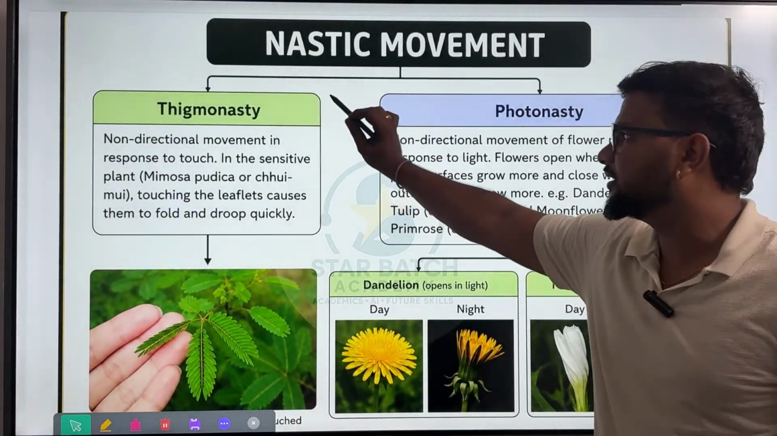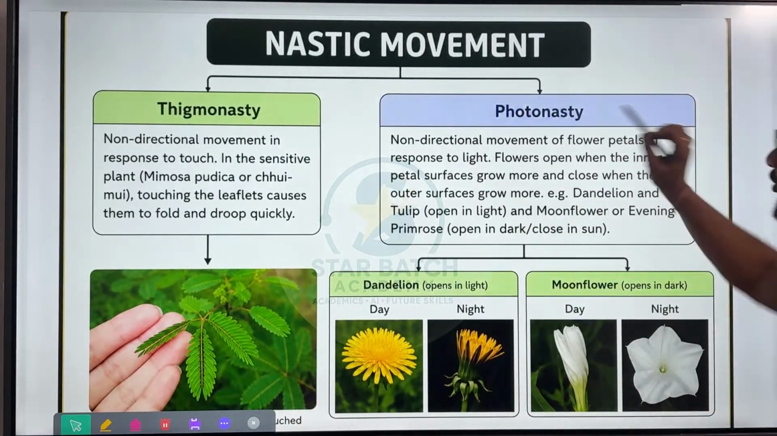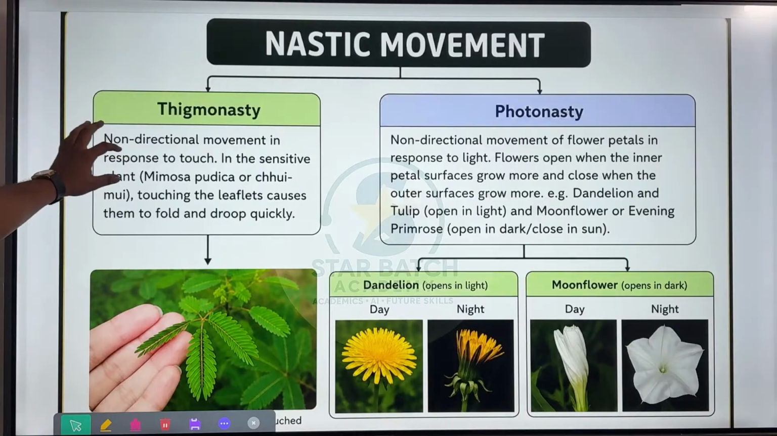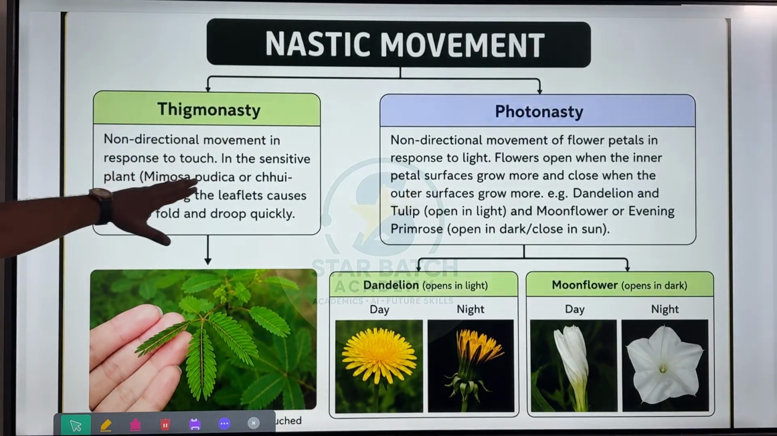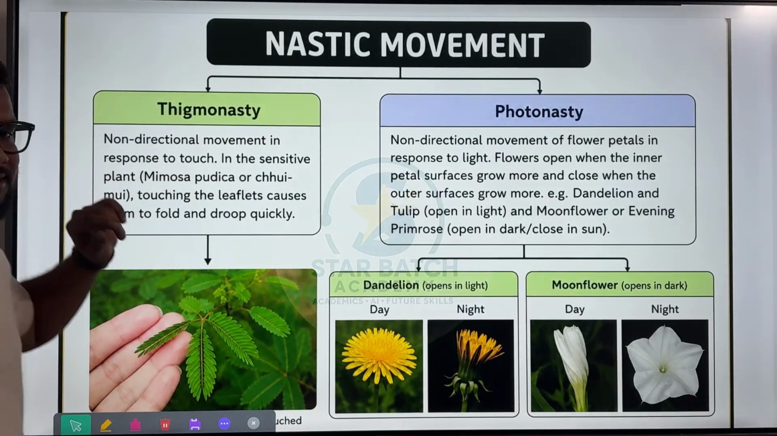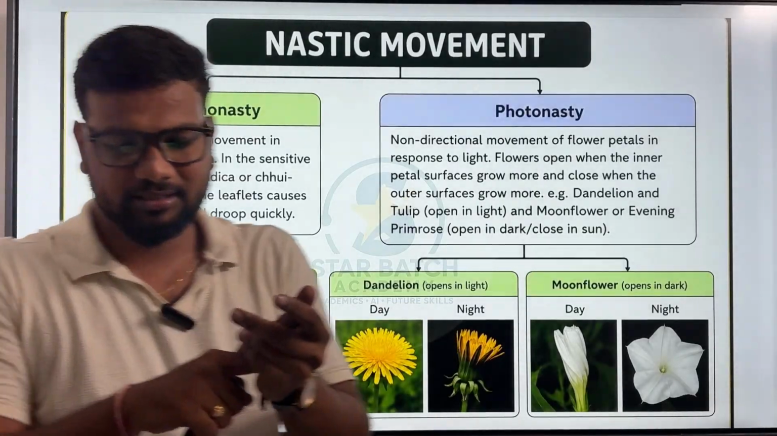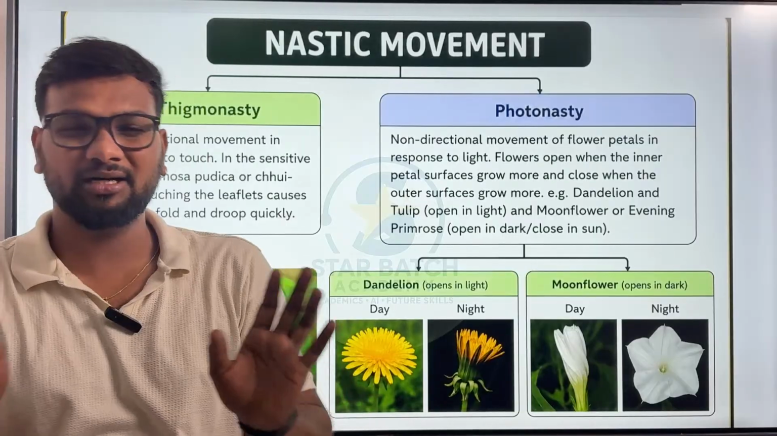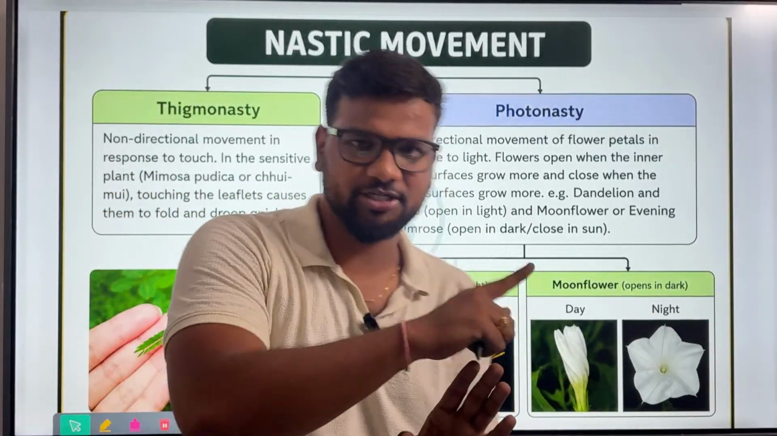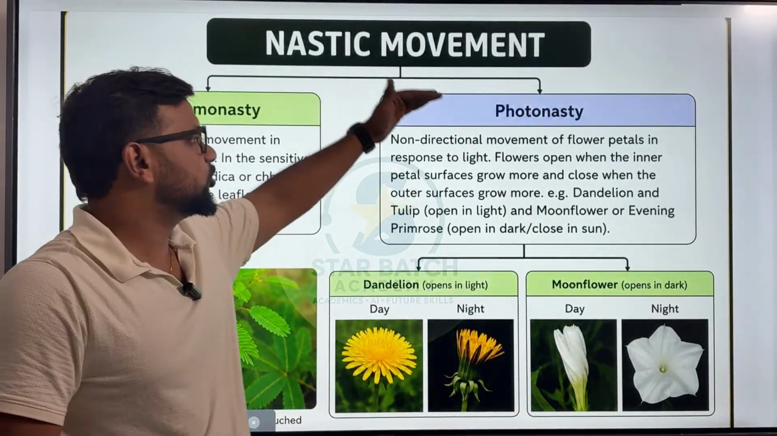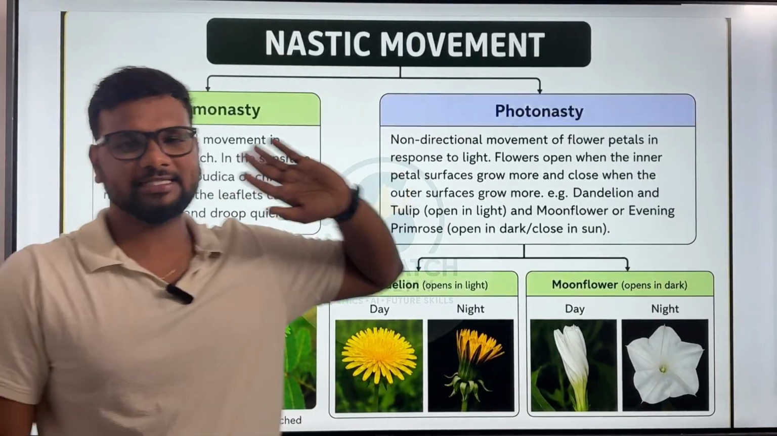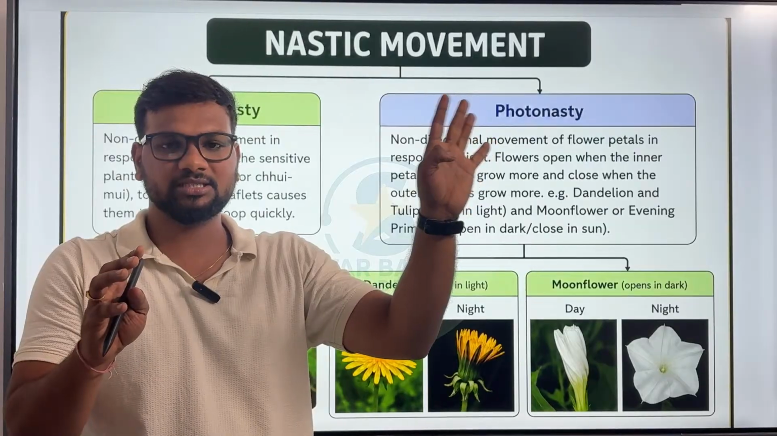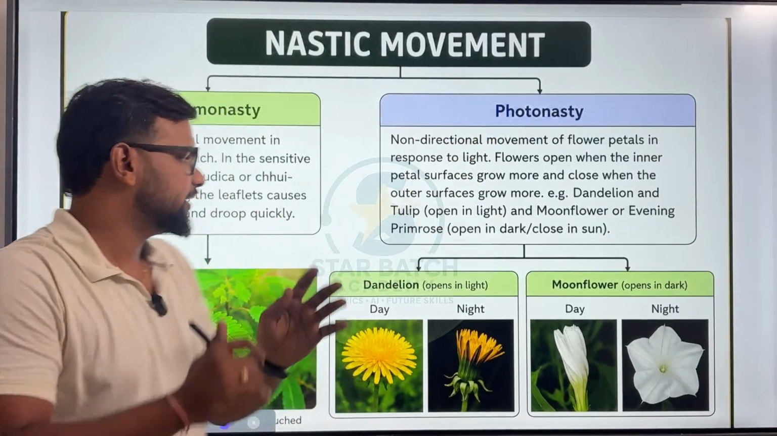What is nastic movement? Thigmonasty and photonasty. Thigmonasty is nothing but non-directional movement in response to touch. In the sensitive plants, if you touch the touch-me-not, it gives a response, but non-directional. And photonasty is also non-directional towards the stimulus, but it actually reacts.